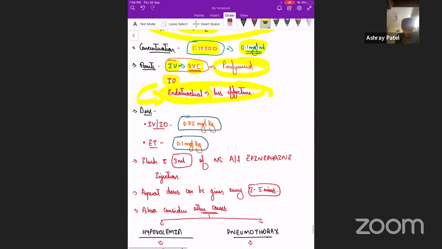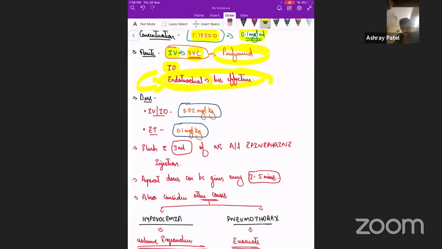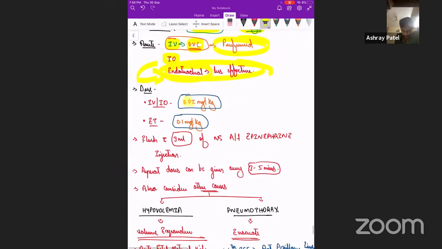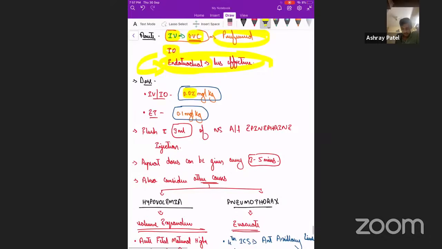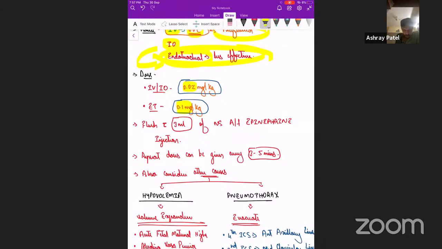Next, coming to the dosage. If it is IV or IO route, the dose is 0.02 mg per kg. Each dose should be 0.02 mg per kg. If it is through endotracheal route, then it is 0.1 mg per kg. We should also make sure that through the UVC, after we have given the drug, to make sure that the drug enters into the circulation, you should flush it with 3 ml of NS. So make sure that you flush it with 3 ml of NS.